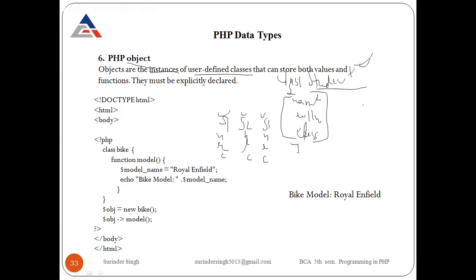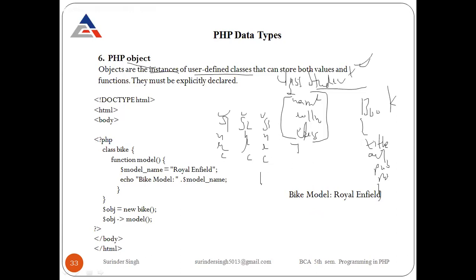Like there is another class we can create, like book. And all books have common properties, like book title, author, publishing year, number of pages, price. All books have common properties like these.